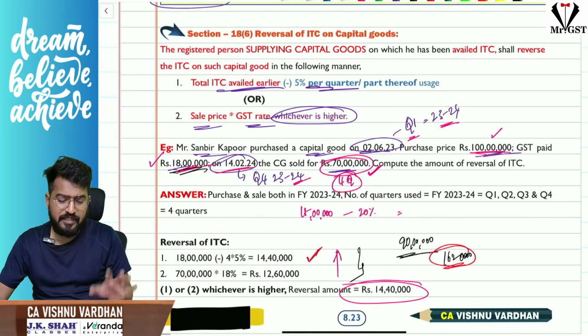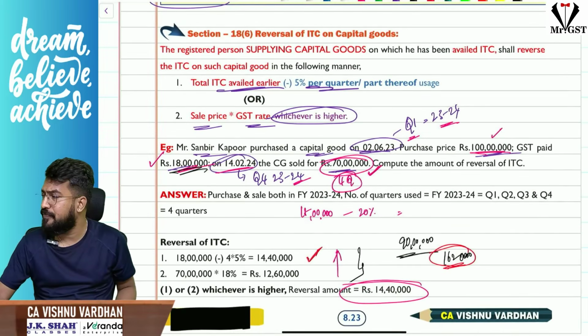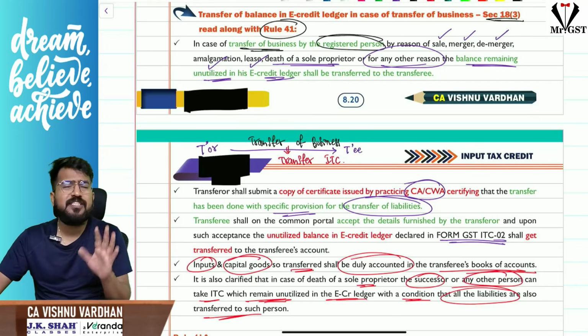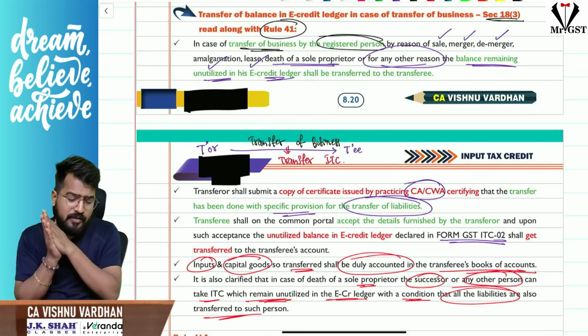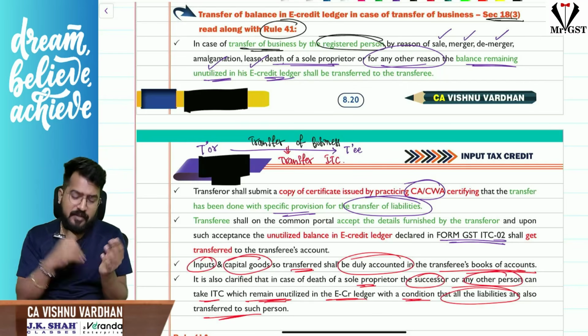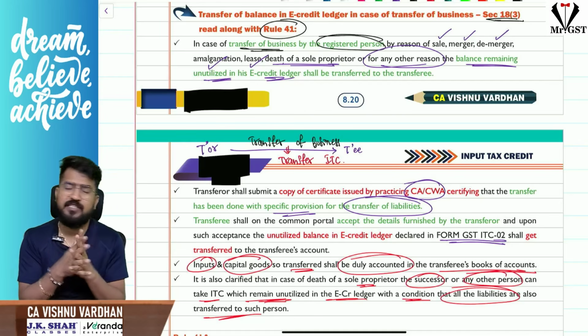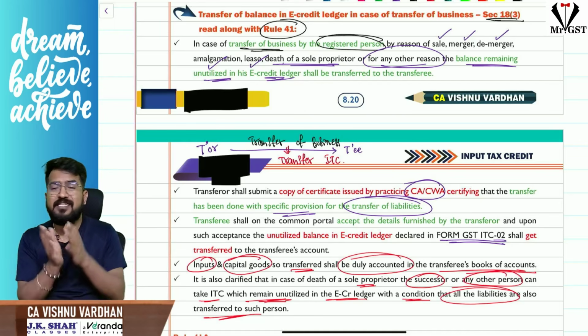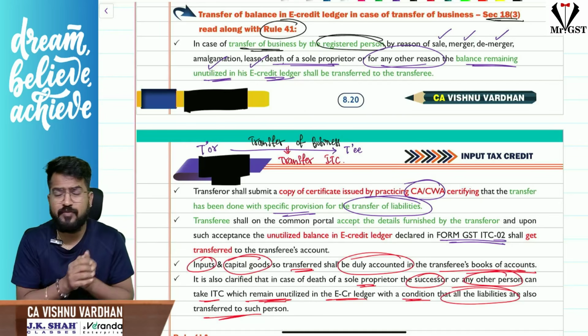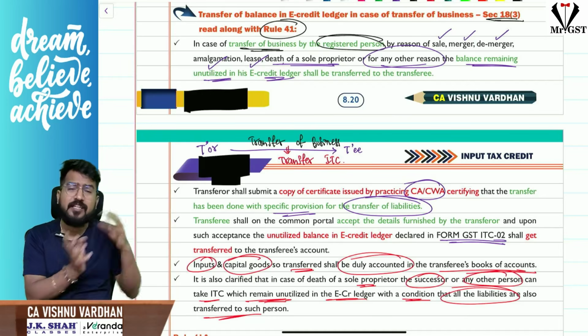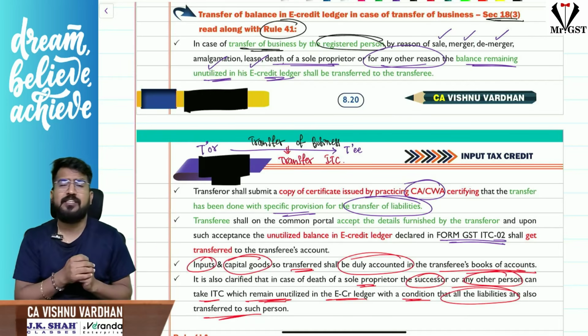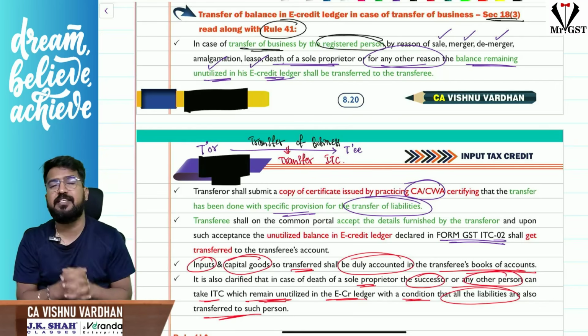Let us move on to 18 subsection 3. 18 subsection 3 is nothing but when you are selling your business, the business may be transferred because of merger, amalgamation, demerger, etc. And because there is a transfer of business, the transferor can transfer his unutilized e-credit ledger balance to the transferee who is buying his business.